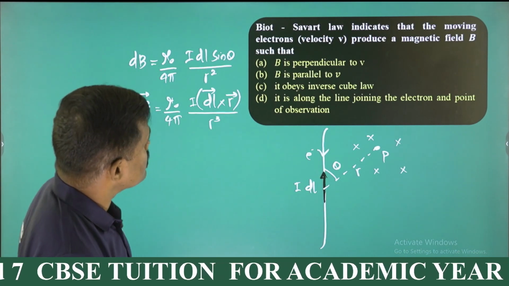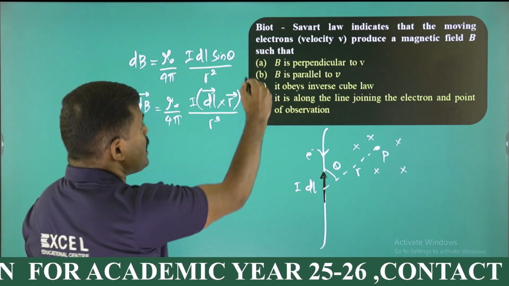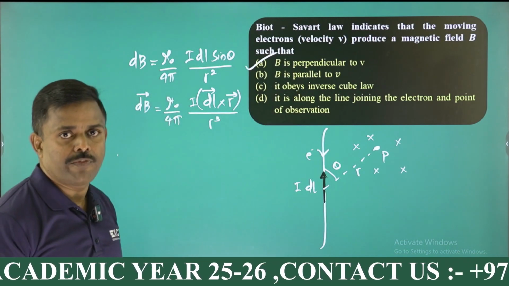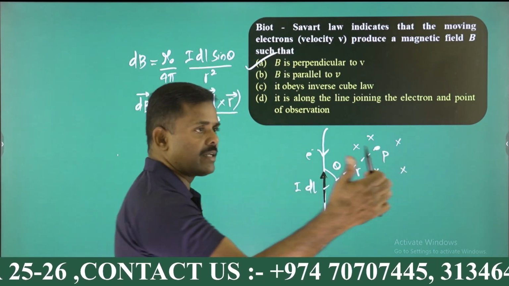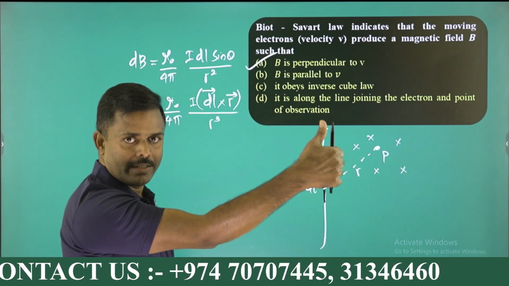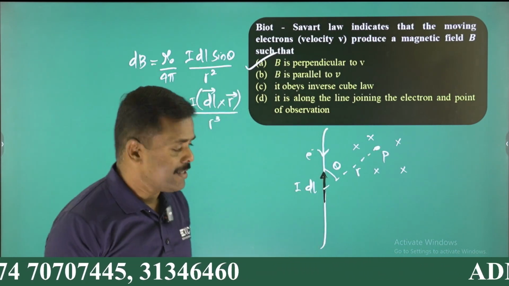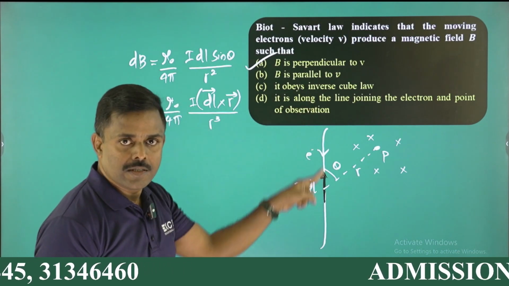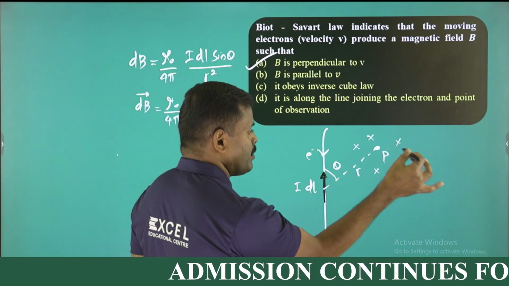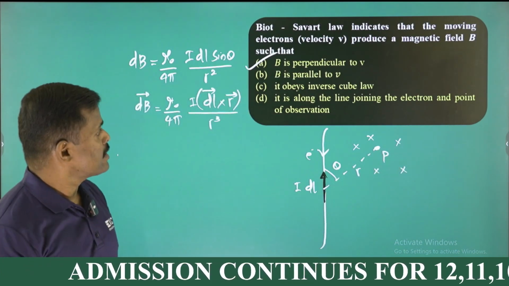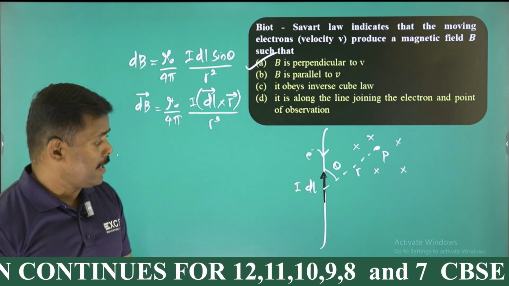So what do they ask in this question? The moving electrons produce a magnetic field such that B is perpendicular to V. The magnetic field must be perpendicular to V. So the magnetic field is into the board by the right hand grip rule. You find the direction of magnetic field. It is into the board, as you can see. And then the electron flow is on the wire. The electron flow is straight down as per the figure. And the magnetic field is into the board. So they are perpendicular to each other. So the magnetic field is perpendicular to V must be the correct option. Let's move to the next question.